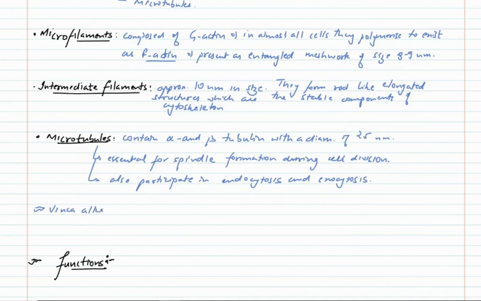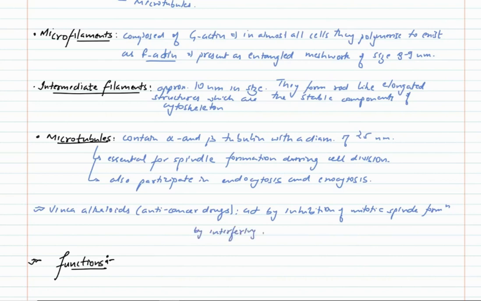Vinca alkaloids are a group of anti-cancer drugs. These act by inhibiting microtubule formation, thus arresting the cell division in cancer cells. Vinca alkaloids interfere with the assembly of microtubules, thus they hamper the growth of cancer cells inside the body.